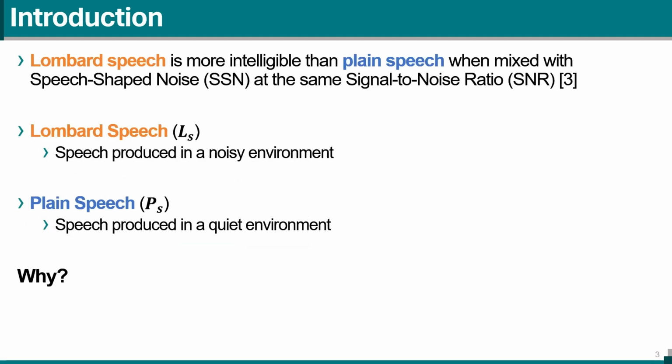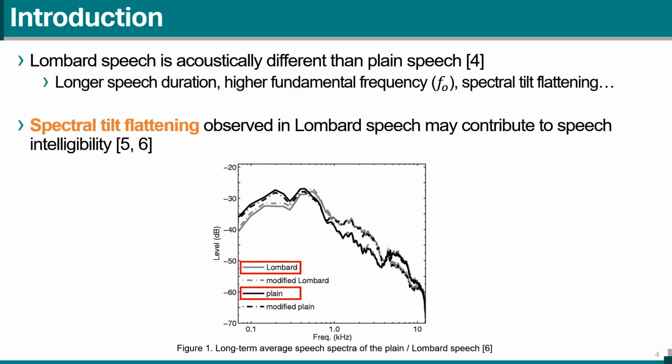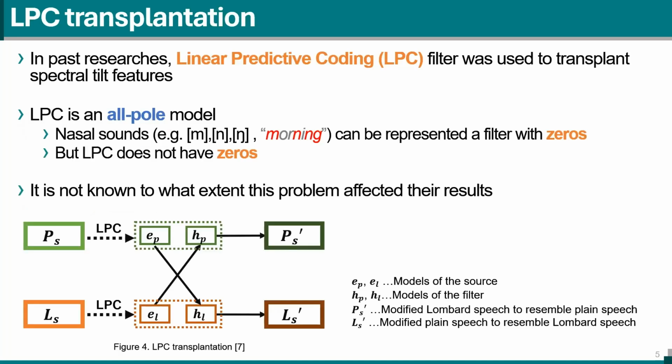Lombard speech is the speech produced in a noisy environment, and it is more intelligible than plain speech when mixed with SSN at the same SNR. But why? Lombard speech is acoustically different from plain speech. Especially spectral flattening in Lombard speech may contribute to speech intelligibility.